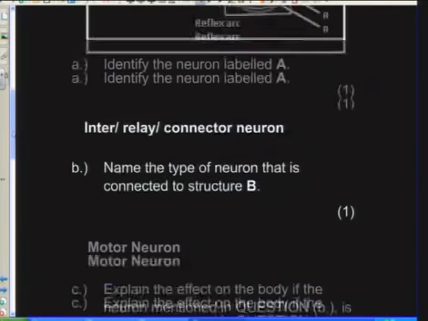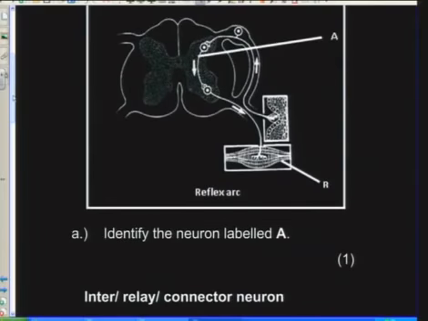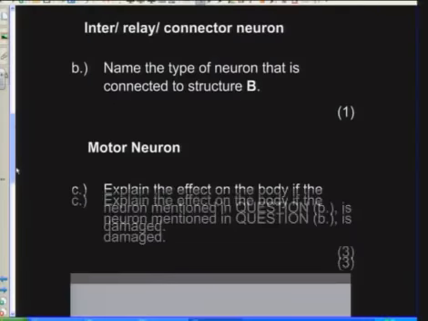Let's go back to the diagram. Structure B. What is structure B? Structure B is the effector, the muscle or the gland. And obviously, the thing that's connected to it would be the motor neuron.